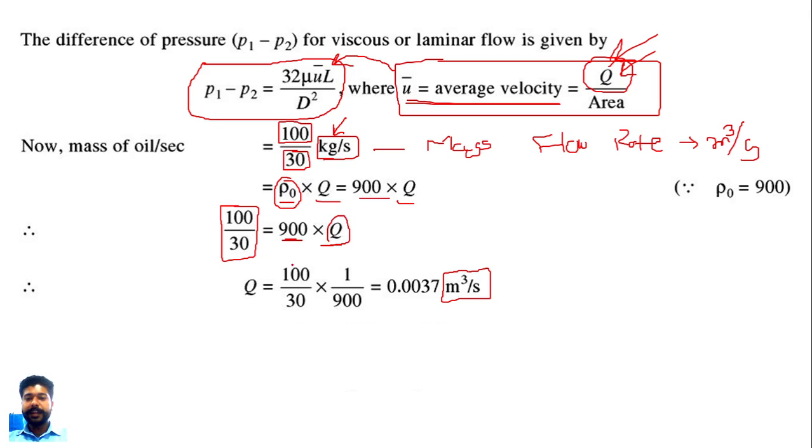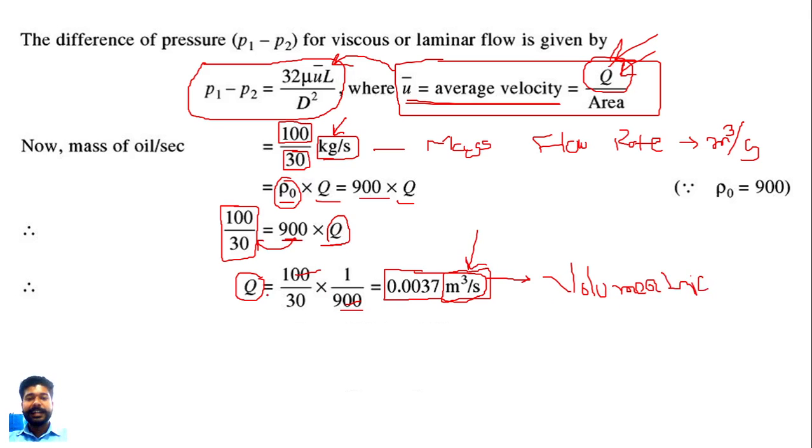So you can find that unknown parameter, which is Q, that equals 100 divided by 30, and this 900 goes to the left side, so it will be 1 divided by 900. So this and this will cancel out, so 1 divided by 270, and it will be 0.0037 meter cube per second. So this one is your volumetric flow rate, which is in meter cube per second.